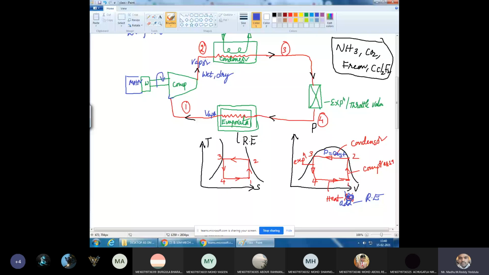The vapor refrigerant at high temperature and pressure from the compressor is sent through the condenser. In the condenser we maintain the pressure constant; it is a heat exchanger, so it takes heat from the refrigerant and lowers its temperature. In the 2 to 3 process the pressure remains constant and only the temperature drops.